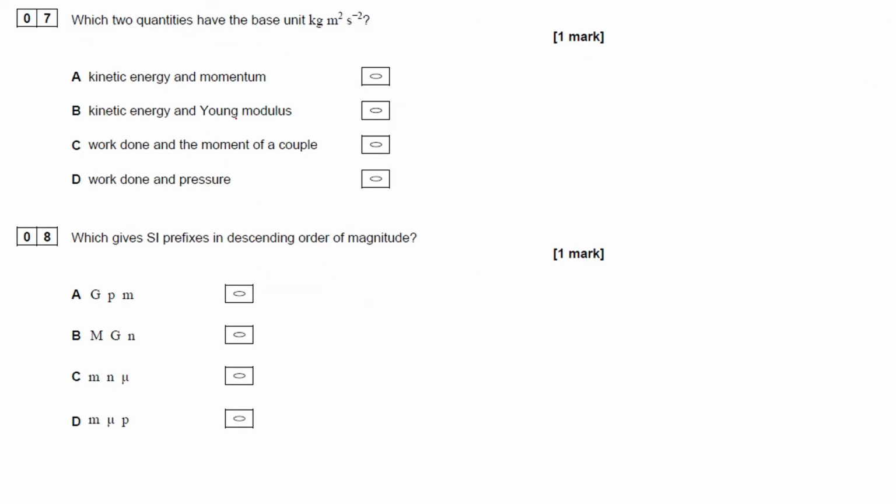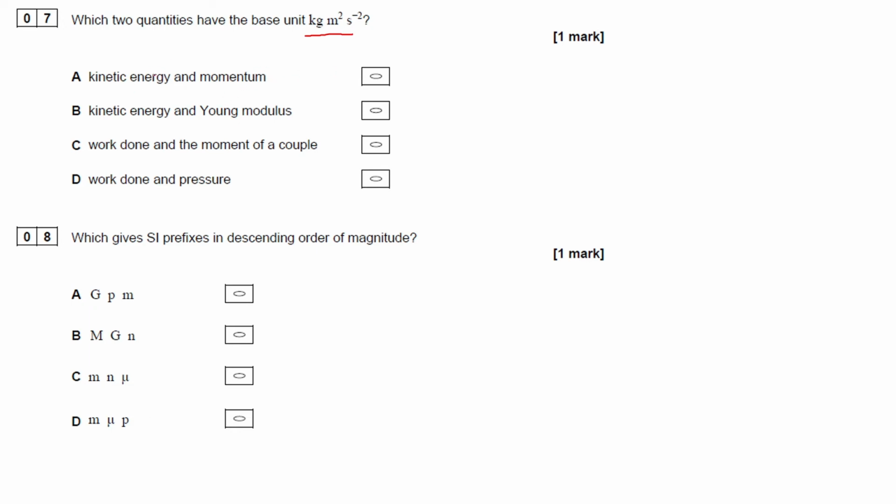This video will go through questions 7 to 19 on the multiple choice section of the June 2022 paper 1. So this very first question, looking at two quantities that has the base units kilograms meters squared per second squared. So looking at these options here, we can write down some of the units that we do know for each of these.